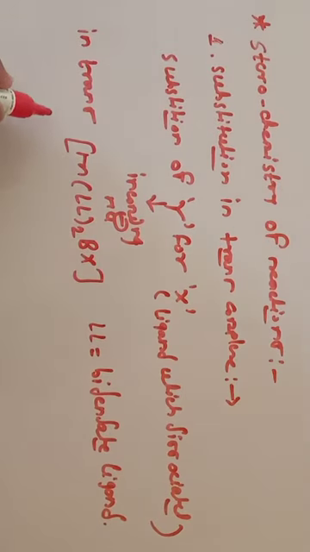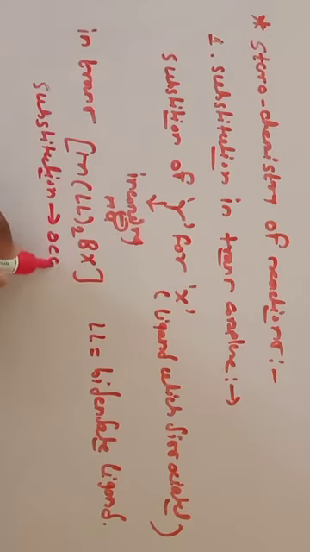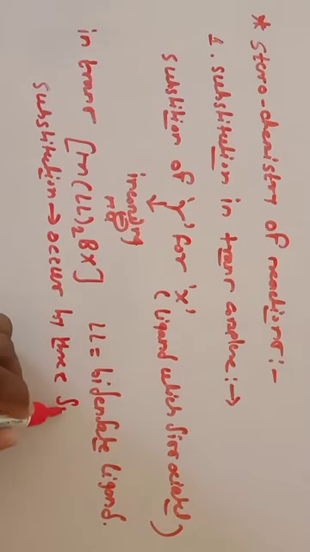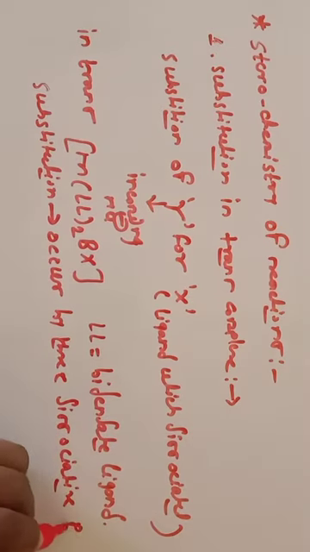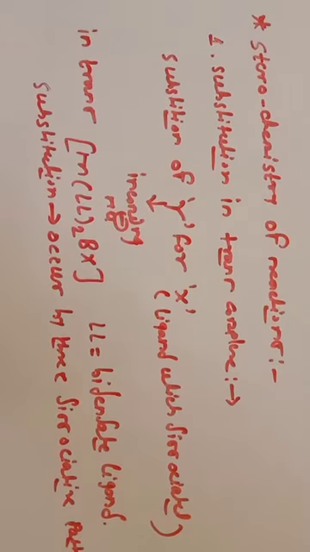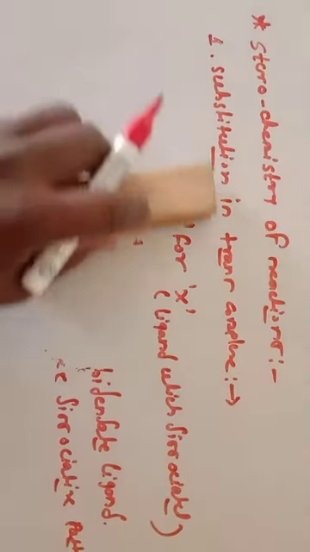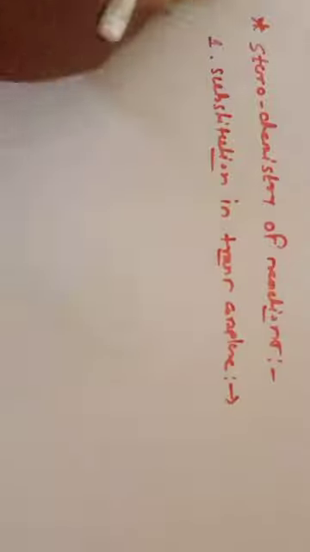So the substitution can occur by three dissociative pathways. So let us discuss one by one how the substitution occurs and what is the stereochemistry. So substitution in trans complexes. We will be discussing the substitution in the trans complex.